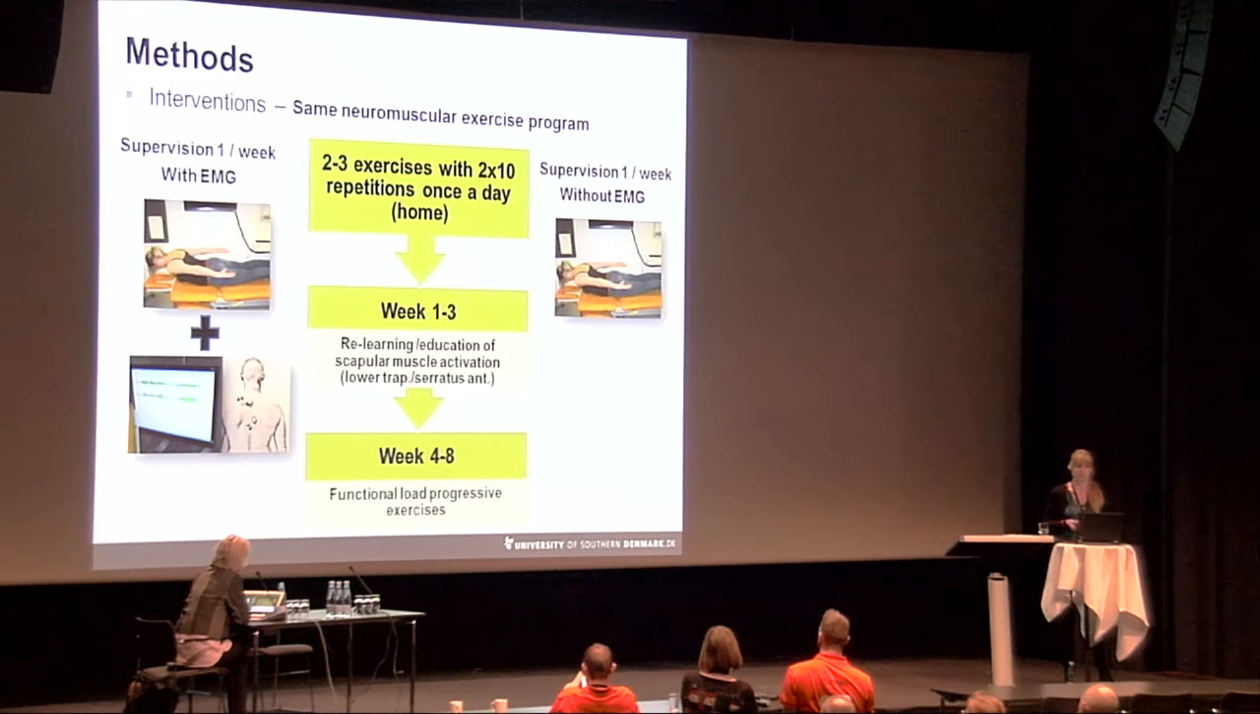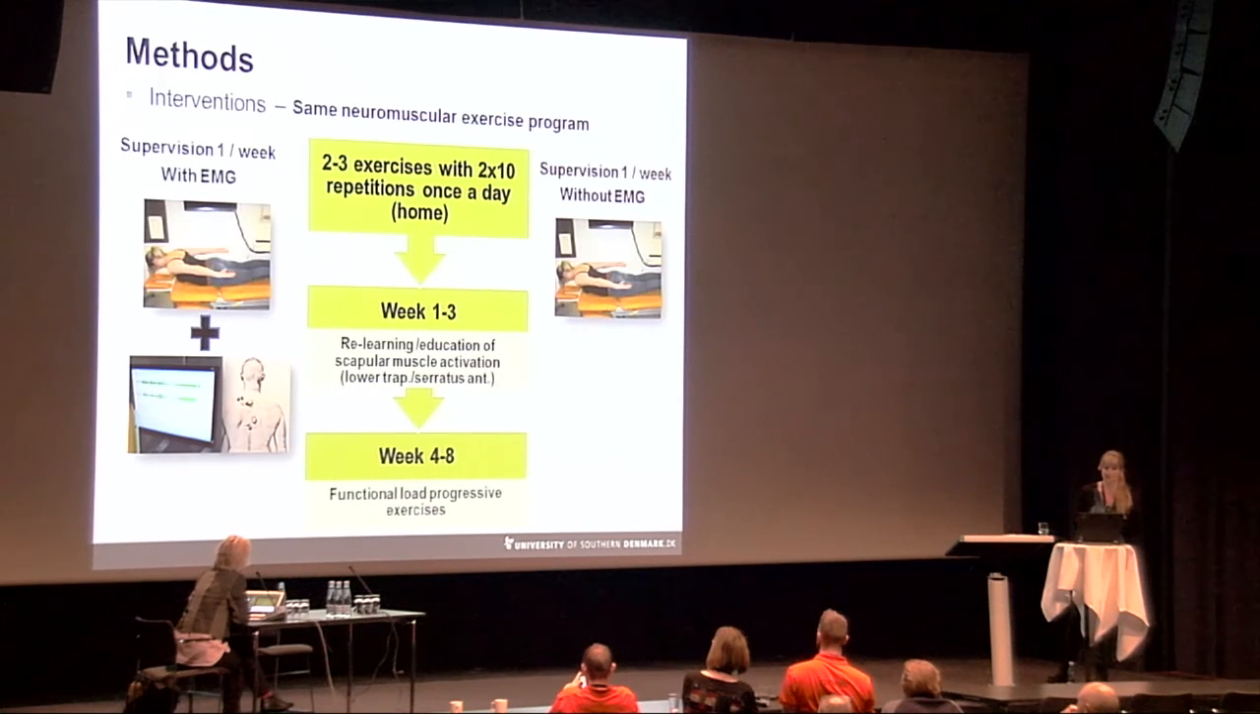And the program here was divided in 2 phases, and the purpose of the first 3 weeks was to relearn how to activate the lower trapezius and serratus anterior, thereby increasing the awareness of the position and function of these muscles. And the purpose of the second phase was to transfer the experience gained through the first phase, and here the patients had to activate and use the muscles in more functionally related exercises. And also a few stretching exercises and ergonomic instructions were given too. So these were for both groups.